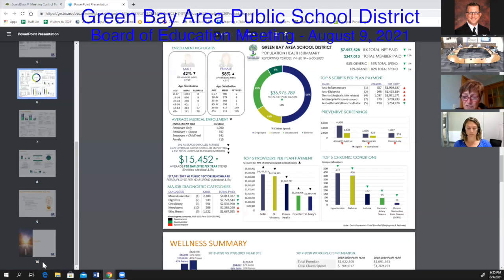In the preventative screening area, we see a downward tick of annual preventative exams, mammography screenings, and colonoscopies. Some of this is due to COVID. So COVID, when it hit in March of 20, we really saw preventative screenings go down.